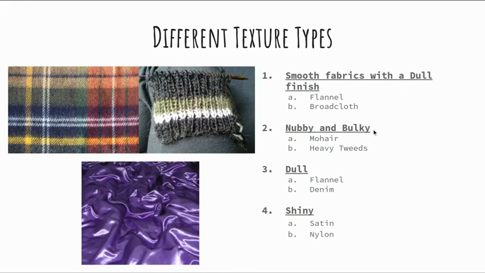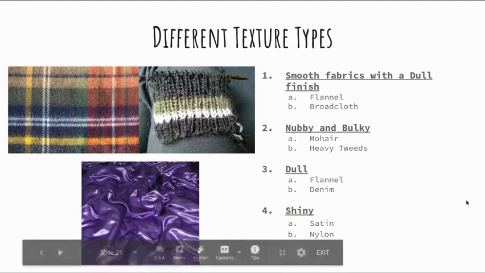Nubby and bulky would be like mohair and heavy tweeds. So think of a 1960s men's suit, 50s and 60s. I believe those were a little bit more on the tweed side. It's actually a really nice finish. They're just pretty heavy and you can get pretty hot in them. Some dull fabrics, another example again would be flannel and denim.